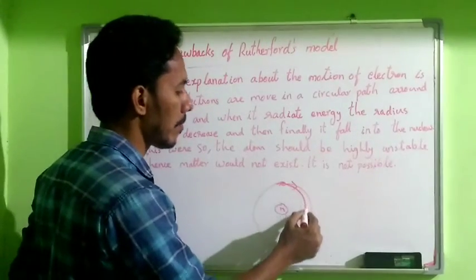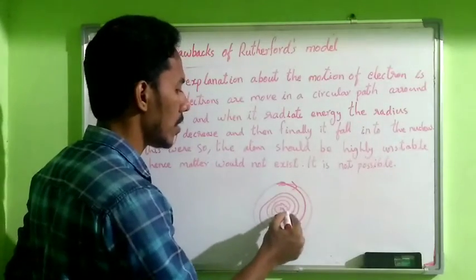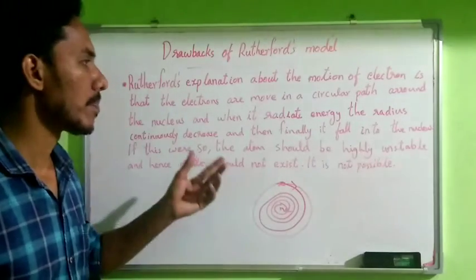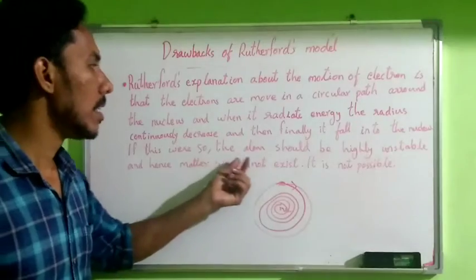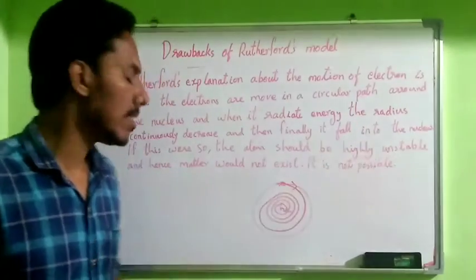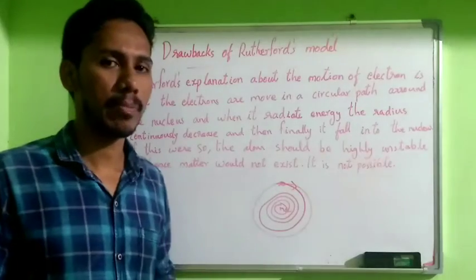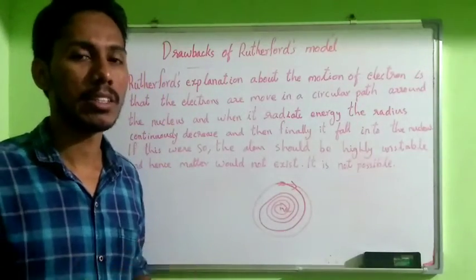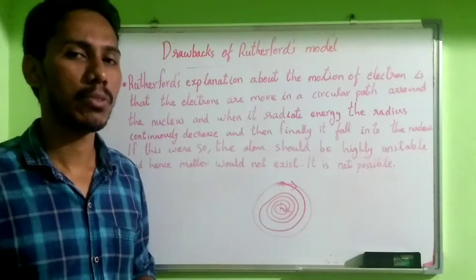He explained that if the electron continuously radiates energy, it falls into the nucleus. It is not possible. It is the drawback. If it were so, the atom should be highly unstable and matter would not exist. If it is so, matter doesn't exist because of the instability. That is the drawback of Rutherford's atom model.